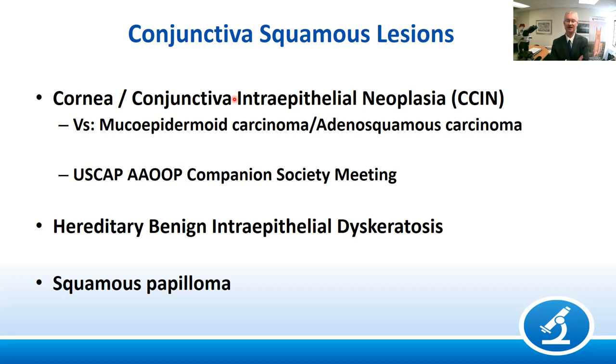If you were able to attend the USCAP, American Association of Ocular Oncologists and Pathologists companion society meeting last week in New Orleans, we had some beautiful presentations. I was the moderator of the session. If you were there or you have access, please watch it. It will be a deep dive into CCIN and mucoepidermoid carcinoma and also melanocytic lesions of the conjunctiva. I hope you had access to those lectures. They were really terrific. Here we will just be giving, as I said, more of a view from the top of the world. And then, as I mentioned, we'll talk about HSIL and squamous papilloma.